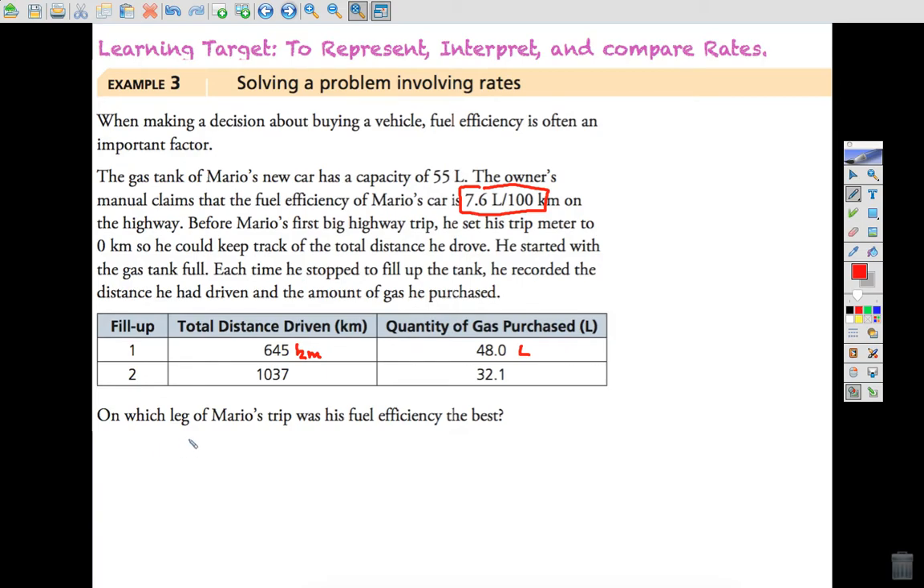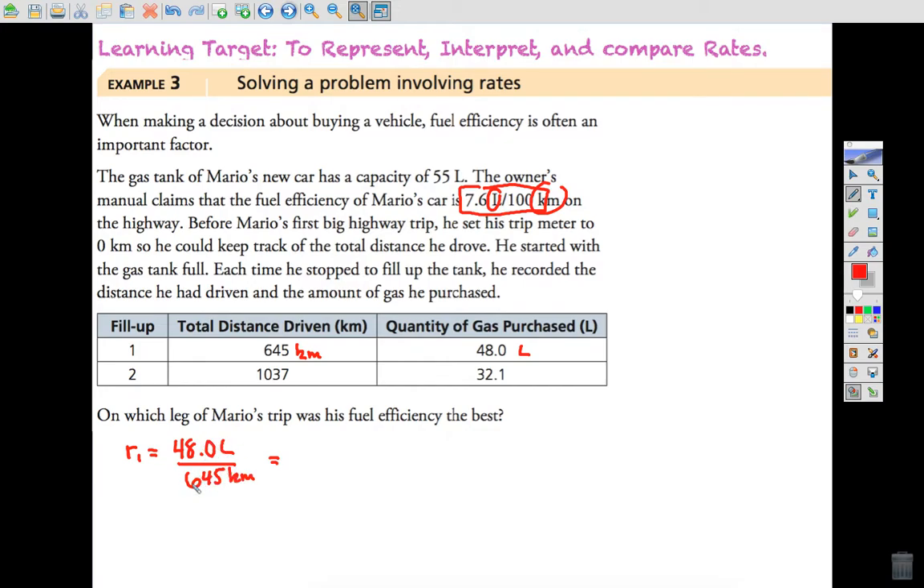So if I want to set up a ratio or a rate conveying those two things, and I want it to be liters per kilometer, I'm going to say my first rate, R1, is equal to 48.0 liters per 645 kilometers. Now, let's just do this problem the easy way for the first time. So I'm going to take this and change it into a unit rate.